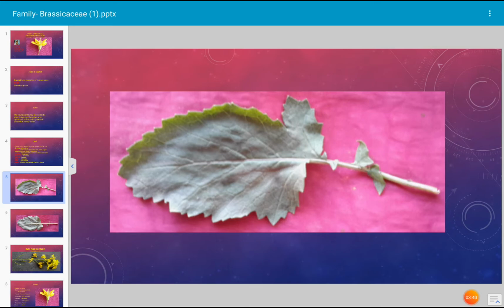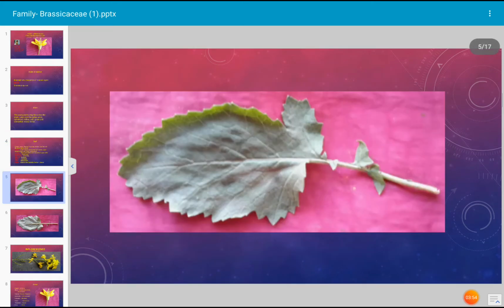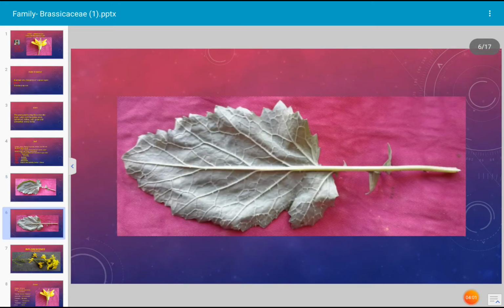Okay. And this leaf, at the base of the leaf petiole, there is no stipule. Stipule is absent in the leaf. Such a leaf is described as exstipulate. This is the front side of the leaf. Stipule is absent, and this is the leaf again, the lower surface of the leaf.